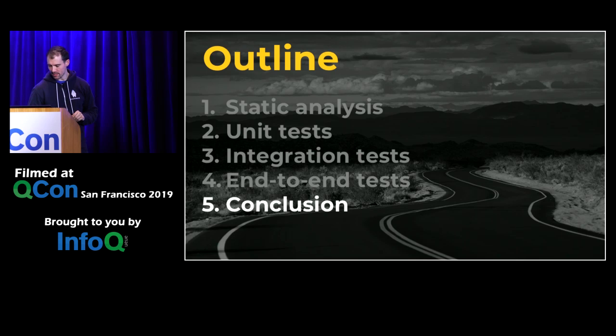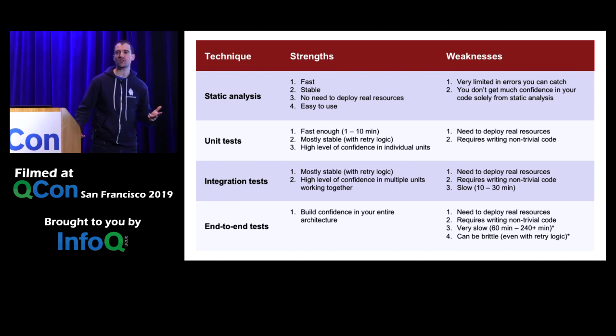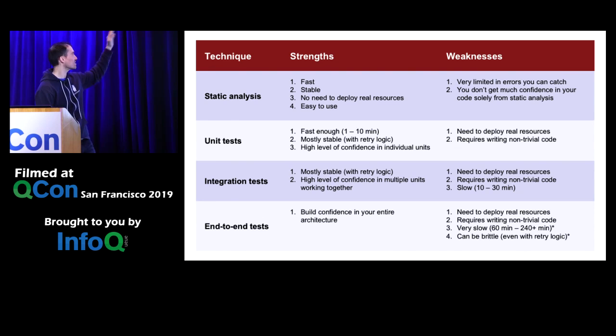All right, so wrapping things up, here's an overview of all the testing techniques I talked about. Apologies for the small font on this slide. I'll go over it and summarize really quickly. Basically, static analysis is fast, it's easy to learn, and you don't need to deploy any real resources. You should use it. The only downside is it's very limited in the kind of errors it catches, and just because my static analysis passed doesn't give me that much confidence that my code works. So if you're doing nothing, at least do static analysis, but don't stop there.